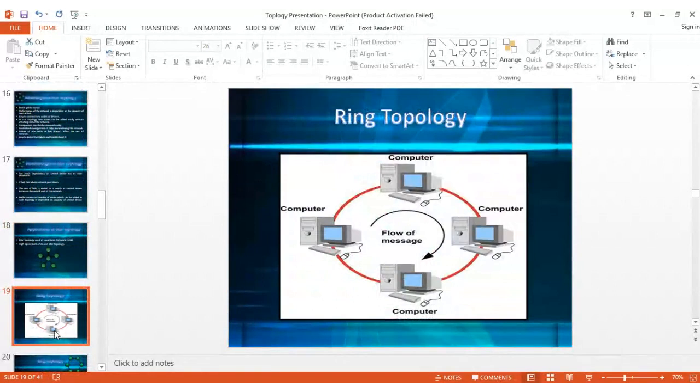Yeah, we can have the ring topology. Just look at this diagram. Just look at this topology here, the ring topology.